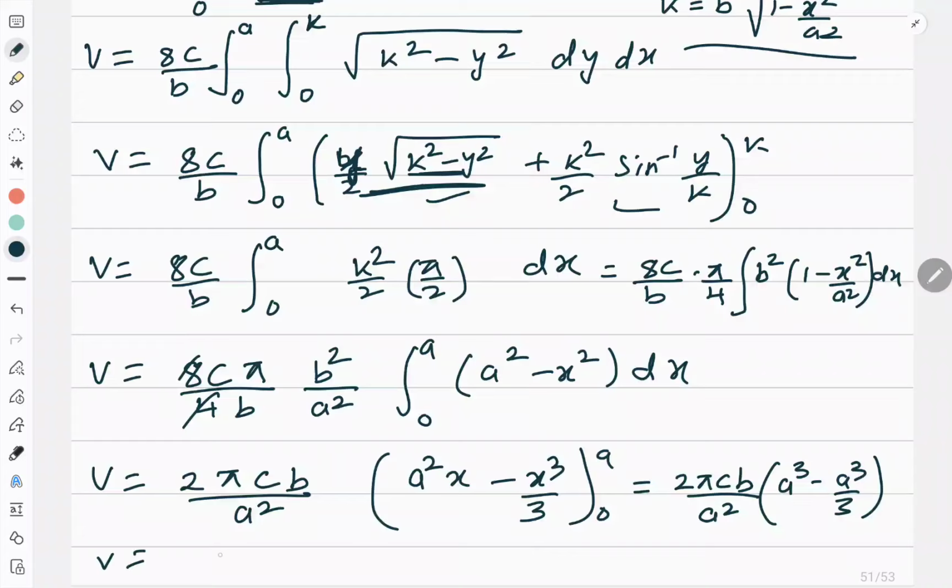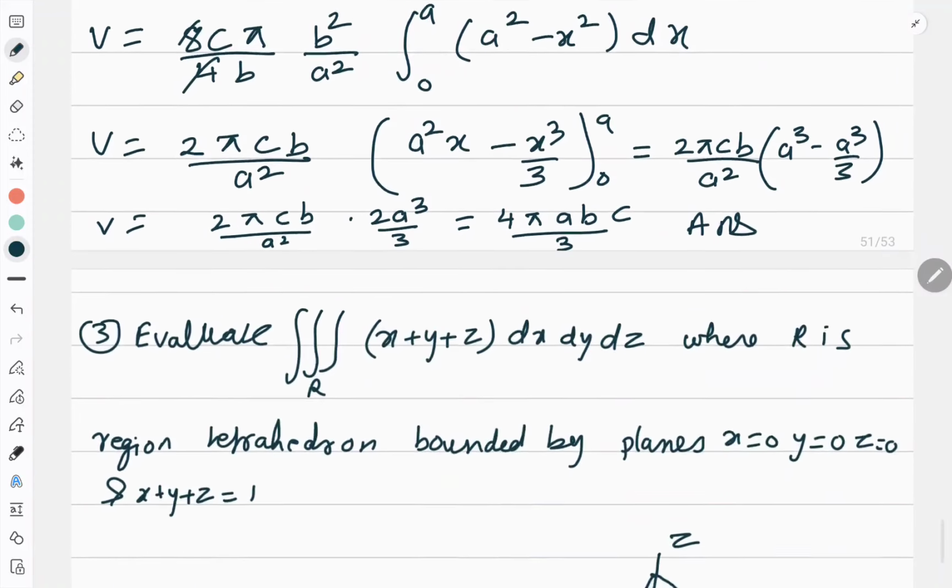So volume is equal to 2 pi cb upon a square, and here I'll get 3 minus 1 is 2a cube by 3. Right? So this will become 4 pi abc by 3. So this is the answer. It looks complicated, but it is easy if you observe carefully.